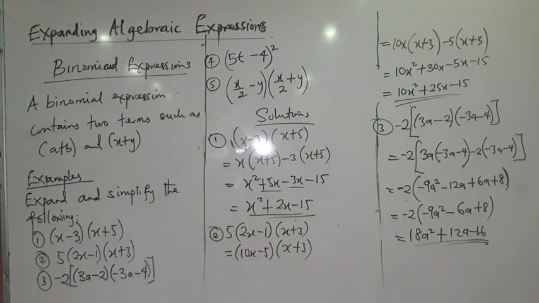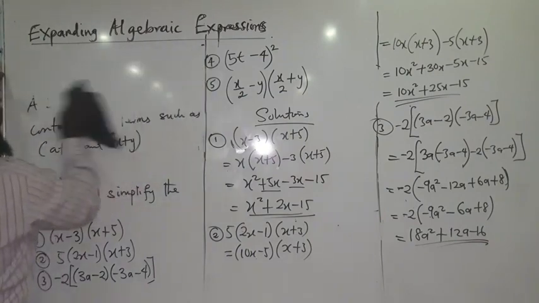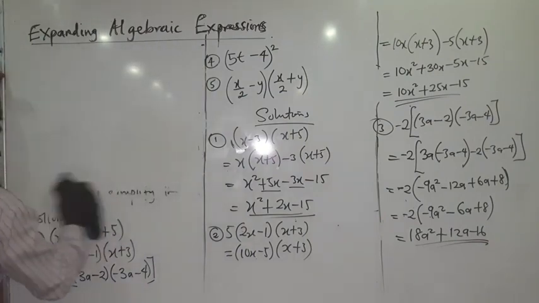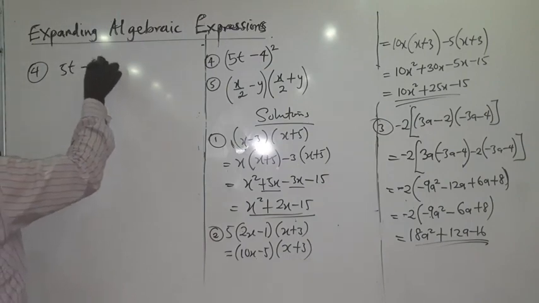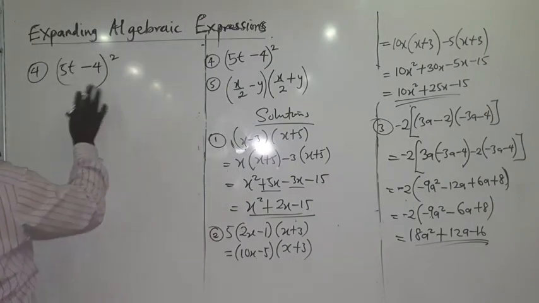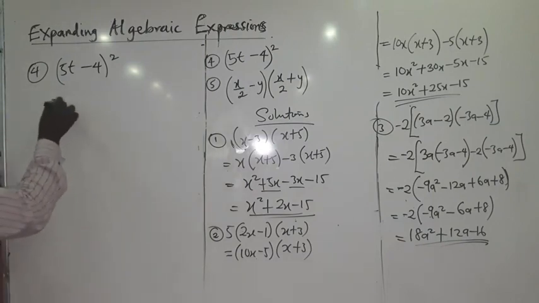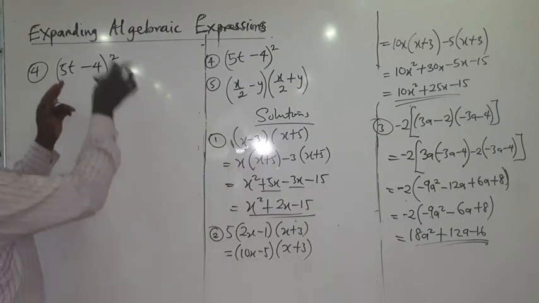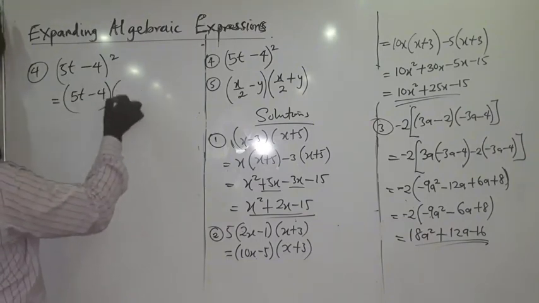Alright, so let's look at number 4 here. For question number 4, we have 5t minus 4, everything squared. You have to expand this one. I will simplify it. What this means is that this is multiplied by itself. That is 5t minus 4 multiplied by what?